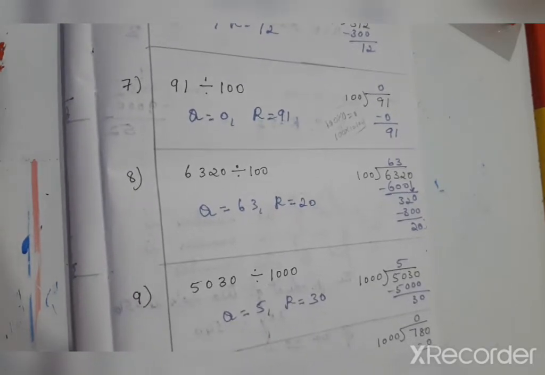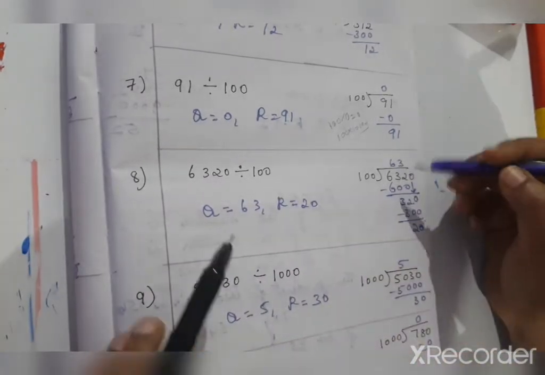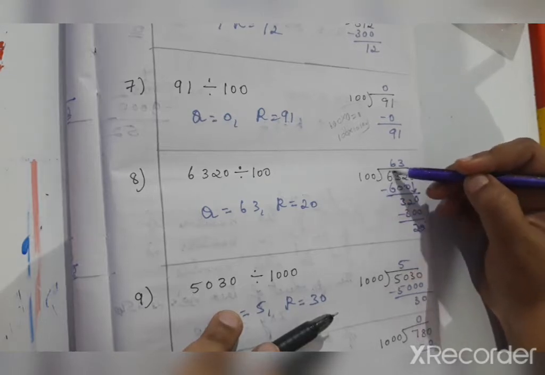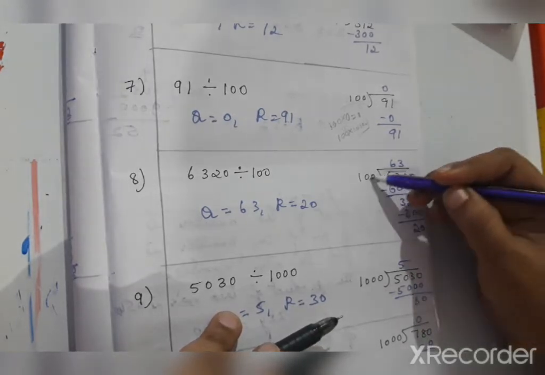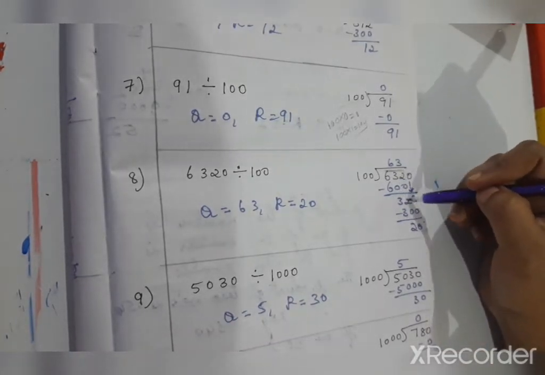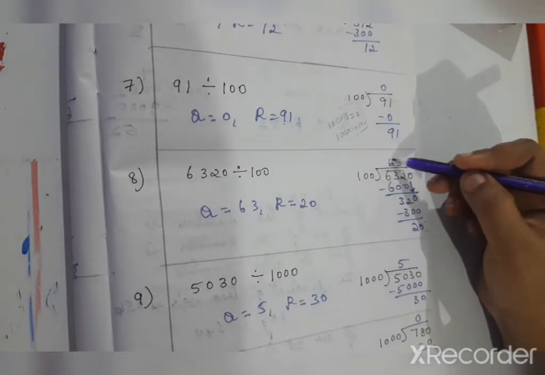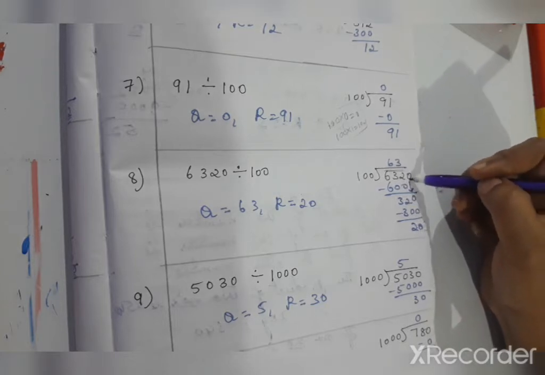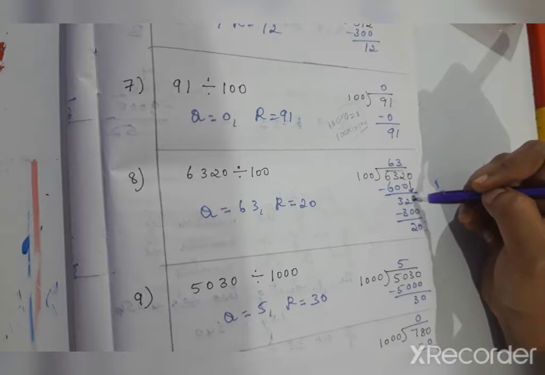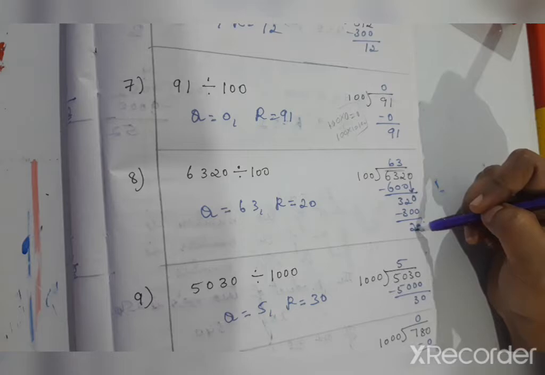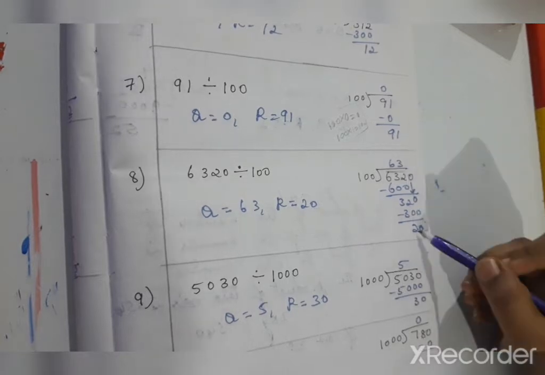Now the 8th question, 6320 divided by 100. 100 is written here. Can we take 63? No, 63 is less than 100, so we consider 632. 100 sixes are 600. 632 minus 600 means 32. Bring this 0 down, now 320. 100 threes are 300. After subtracting, the answer is 20. The quotient is 63 and the remainder is 20.